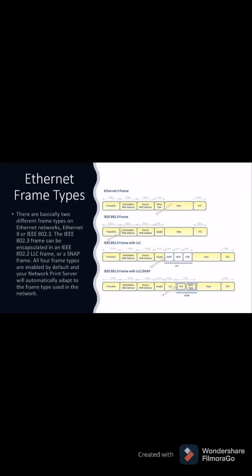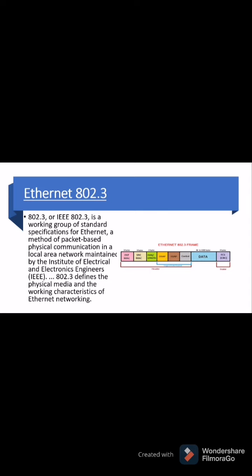Ethernet 802.3. 802.3, or IEEE 802.3, is a working group of standard specifications for Ethernet, a method of packet-based physical communication in a local area network, maintained by the Institute of Electrical and Electronics Engineers. 802.3 defines the physical media and the working characteristics of Ethernet networking.